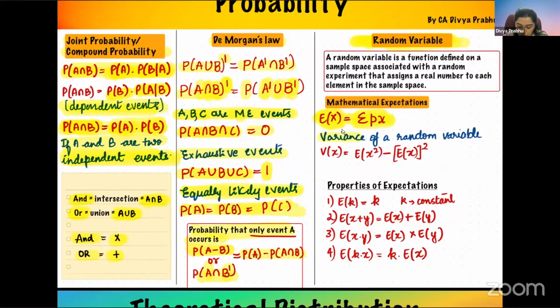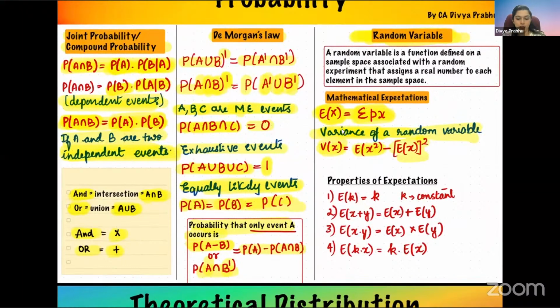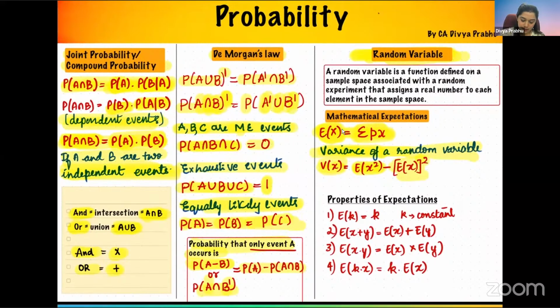Then the second important question is to calculate variance of the random variable. Just like you have expected value, the second question can be to calculate variance. The formula for that is E of x square minus E of x the whole square. It is also very simple. We can solve one question on this.